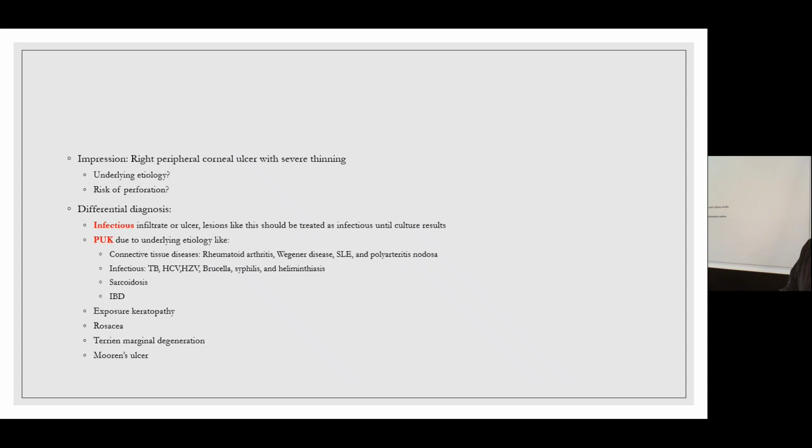Or this patient has a systematic infection like TB, HCV, any kind of hepatitis, brucella, or helminthiasis. Or this patient has inflammatory disease like sarcoidosis or IBD. And other differential is this: does this patient have exposure? That's why in the examination we looked for lag of thalamus or any other eyelid problems. Or does this patient have rosea or terrien marginal degeneration or Mooren's?